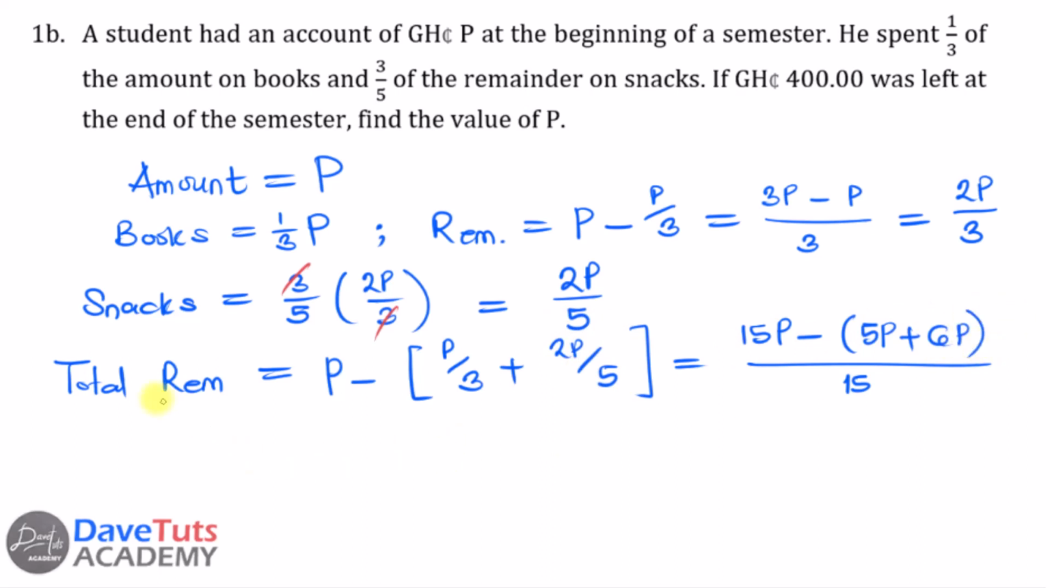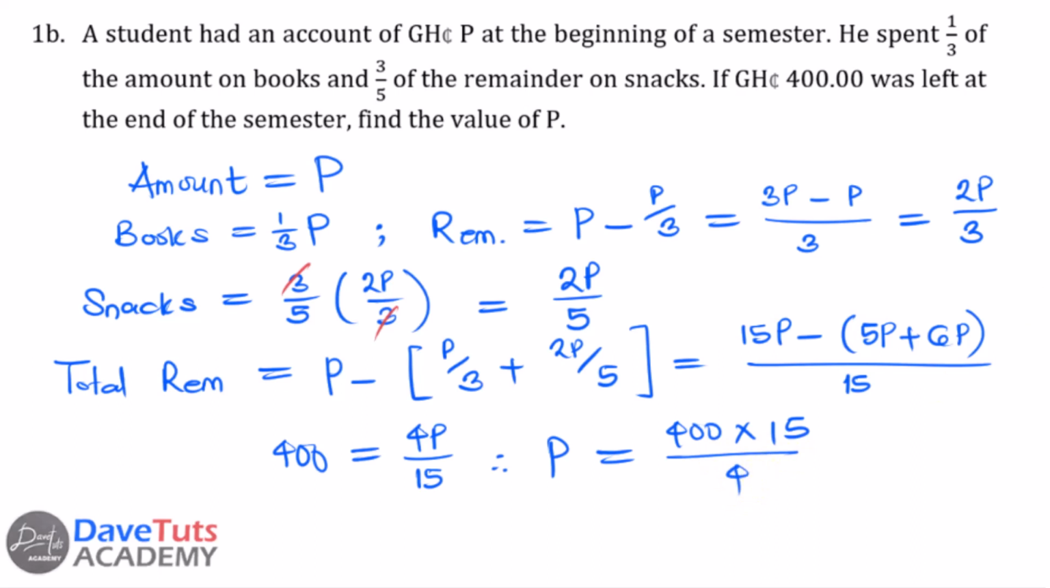Okay, so that means this total remainder, what were we given as? We are given it as 400 Ghanaian cedis. So we can say 400 is equal to nothing but, now 5p plus 6p is 11. 15 minus 11, that will give us 4p over 15. So the p that we are looking for, if we cross multiply here, will be 400 multiplied by 15, and then to leave only p, we need to divide it by 4.